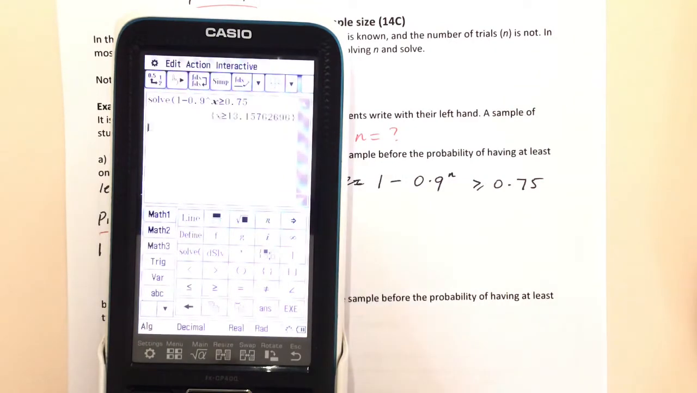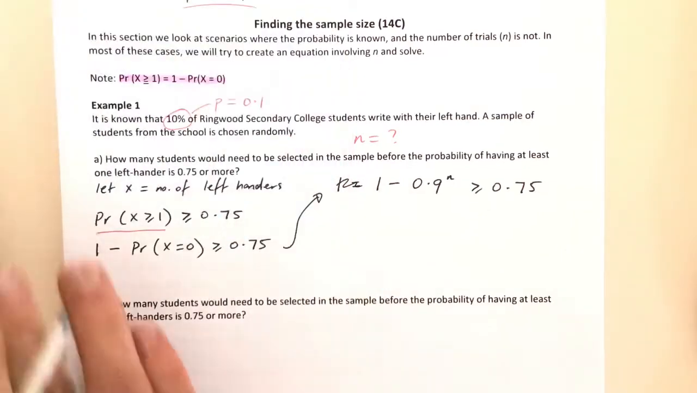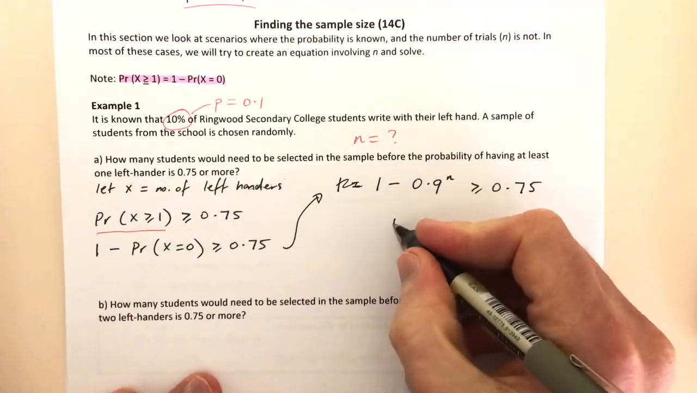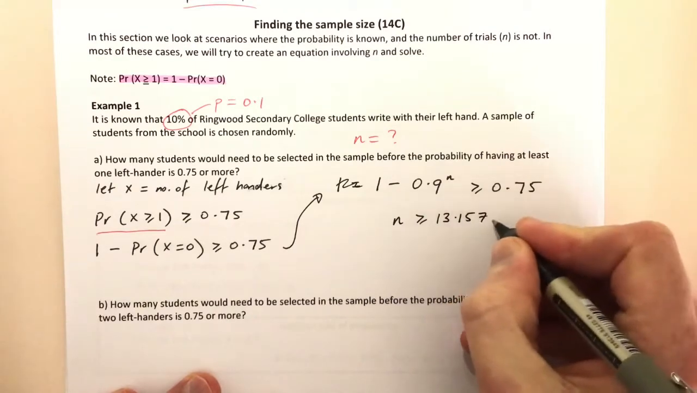And we get x is greater than or equal to 13.157. So n needs to be greater than or equal to 13.157. Now, n is the sample size, right?